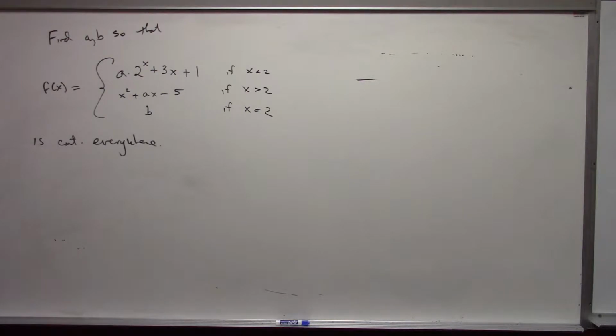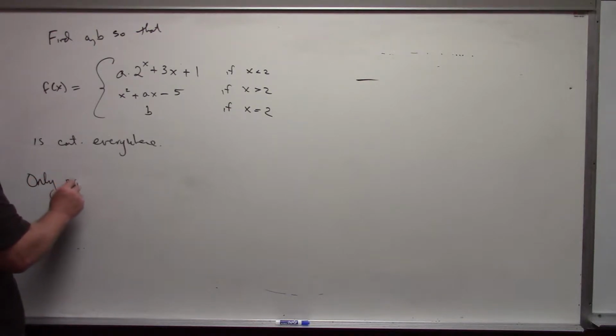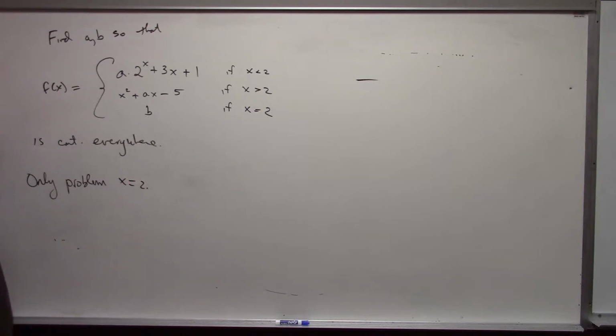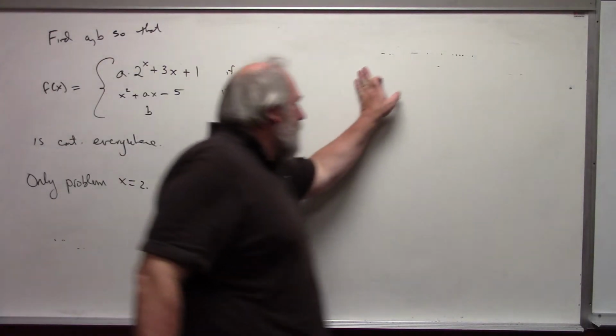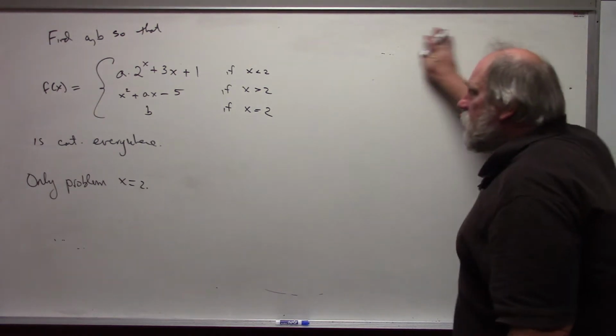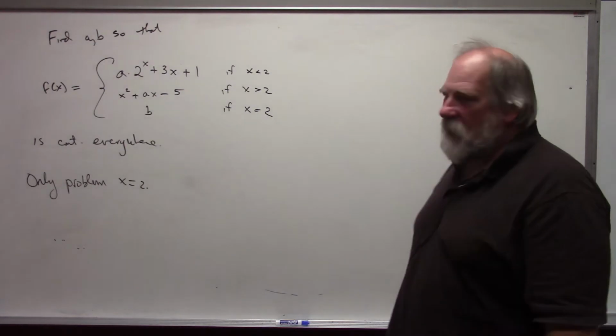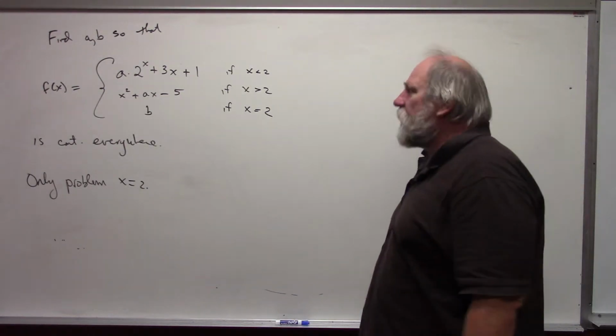Okay, first, the only issue with this function is going to be at x equals 2. Everywhere else, an exponential function is continuous everywhere, polynomials are continuous everywhere. The only problem is x equals 2. So, we need to make sure that the limit from the left as x approaches 2 is equal to the limit from the right, and then define the value for b to be that limit.